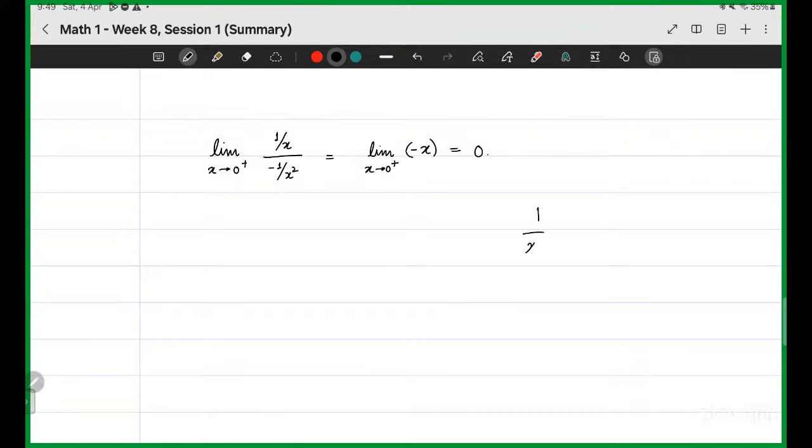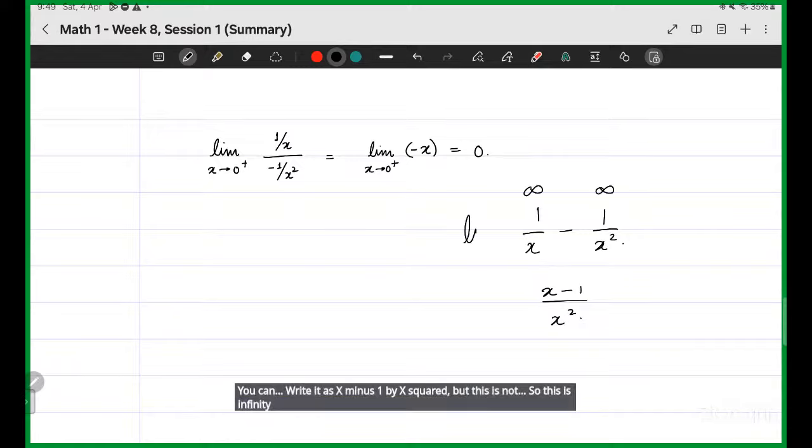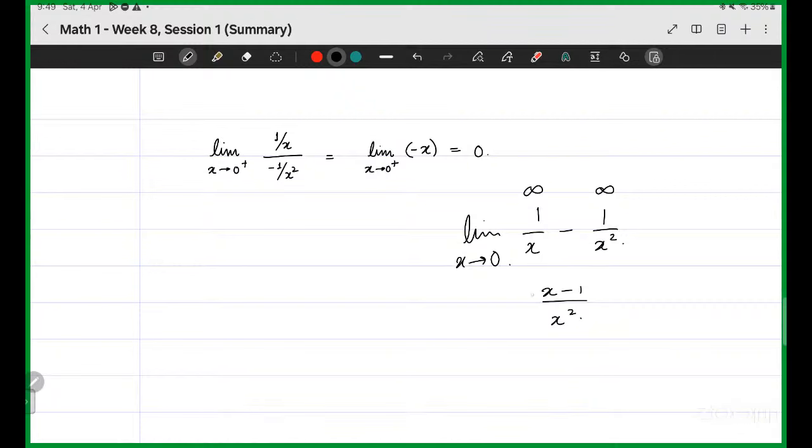So if you have something like 1 by x minus 1 by x squared, you can write it as x minus 1 by x squared. But this is infinity minus infinity, right? As the limit as x goes to 0. If I simplify it, then it becomes x minus 1 by x squared, divided by x squared. Then this square will vanish.